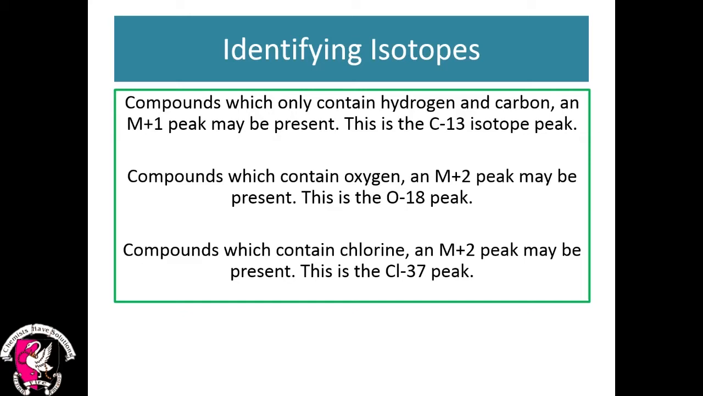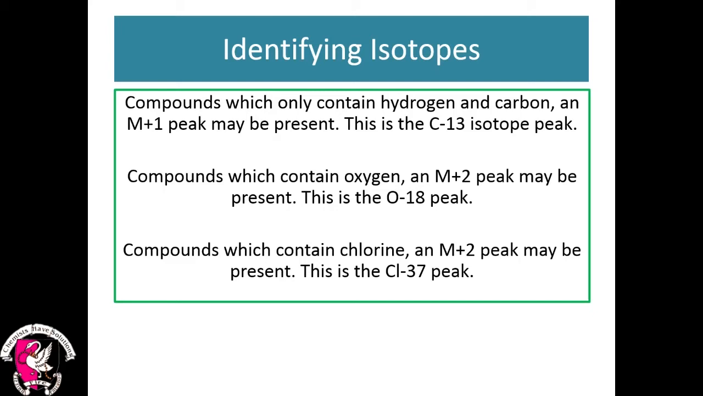If you have compounds which contain oxygen, you may get an N+2 peak, and that would be due to oxygen 18 being present in a small amount of the sample. And if you have compounds which contain chlorine, there might also be an N+2 peak due to chlorine 37 being present. So it's worth looking for these. You may have to identify them.